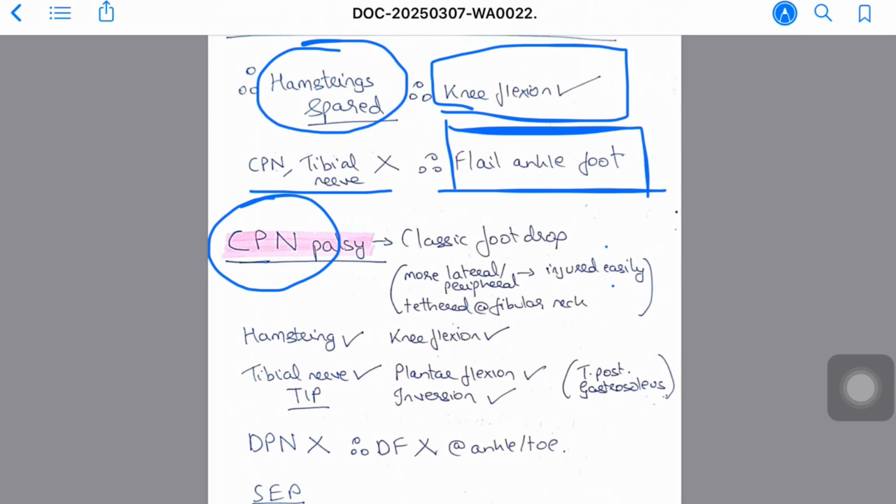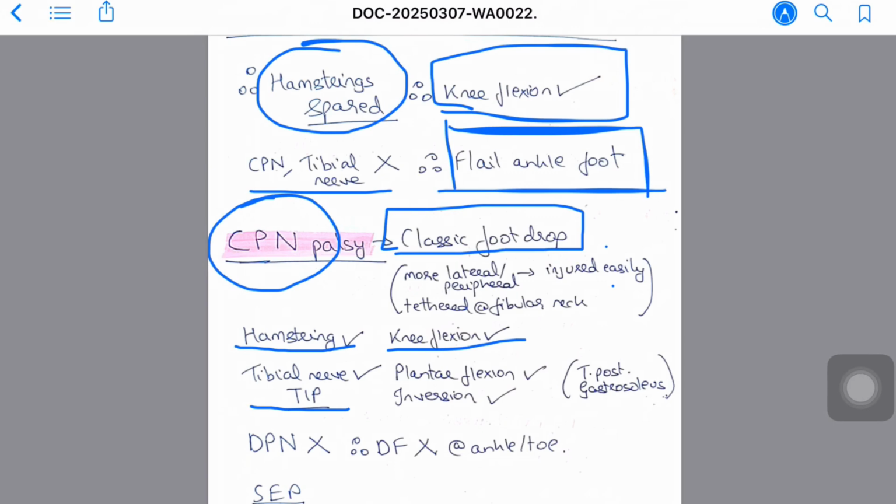So if it is a common peroneal nerve palsy, it is a case of classical foot drop. Okay. A few common questions: why is common peroneal nerve palsy most common? Because it is injured easily. It is more lateral, more peripheral. At the same time, it is tethered at the fibular neck. Okay. So with common peroneal nerve palsy, the hamstring is spared, so knee flexion is possible. At the same time, the tibial nerve is spared.